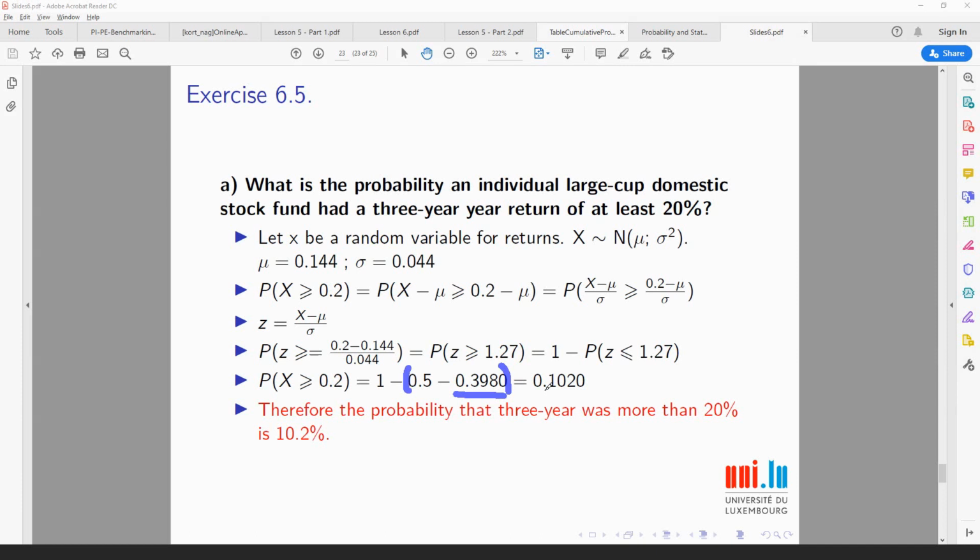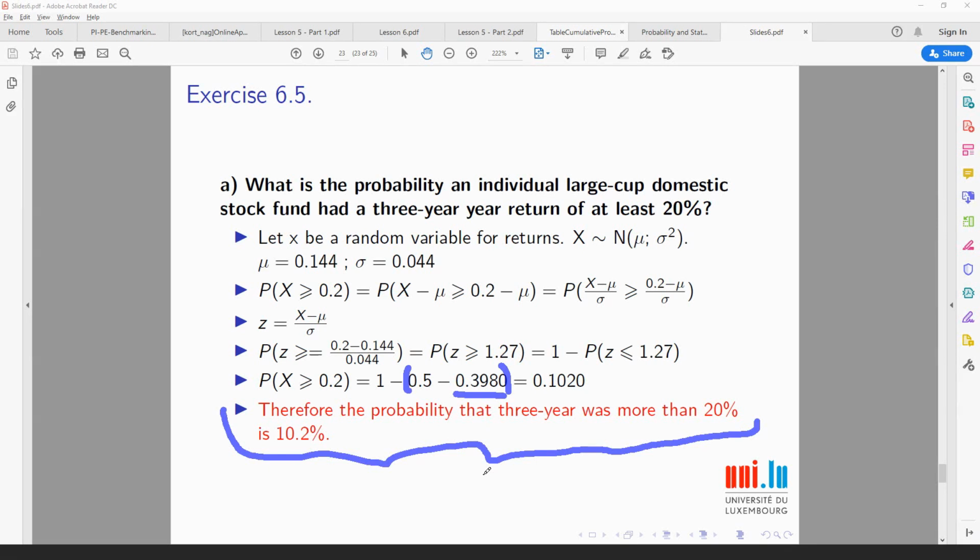So therefore, the last line is also important, which is the meaningful interpretation of what we did. So therefore, the probability that the 3-year return was more than 20% is 10%. So which is how we calculate.